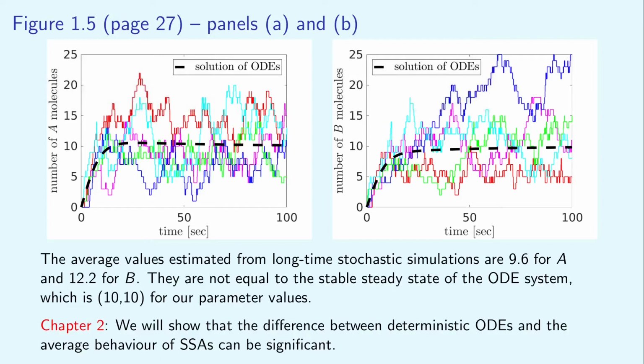One could argue that the differences between 9.6, 12.2, and 10 are relatively small, and the ODE system could still be considered a reasonable approximation for this model for our parameter values. However, this is not the case in general. In Chapter 2, we will show that the difference between deterministic ODEs and the average behavior of stochastic models can be significant. In addition to the average behavior, stochastic modeling can give us extra information, like information about fluctuations or correlations. For example, if we look at this blue realization, then we can observe that the number of molecules of A is below the average and the number of molecules of B is above the average.